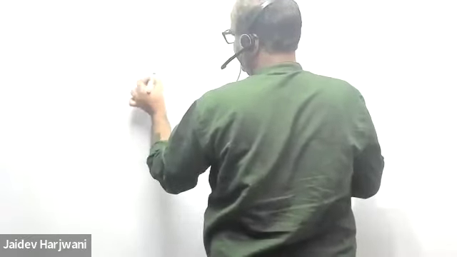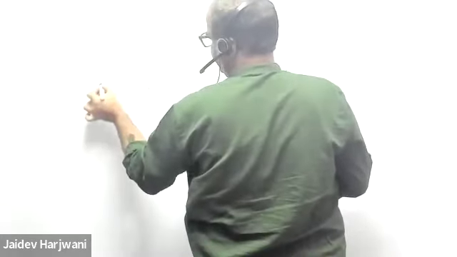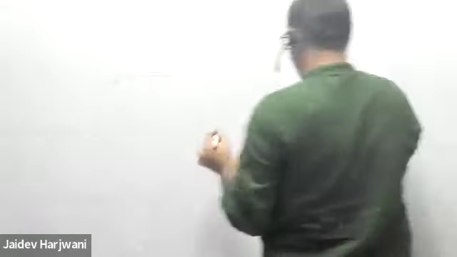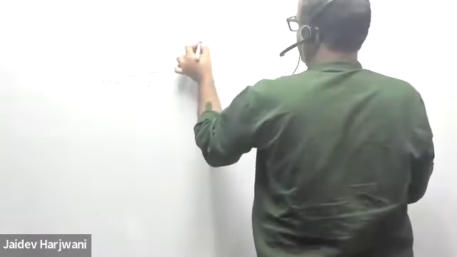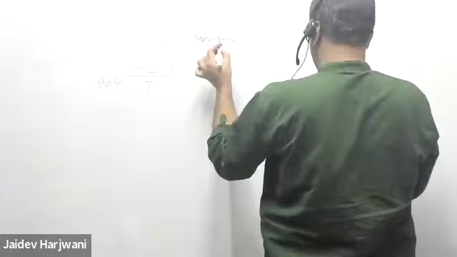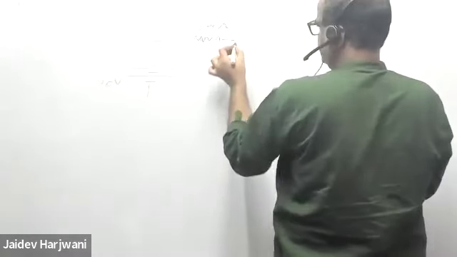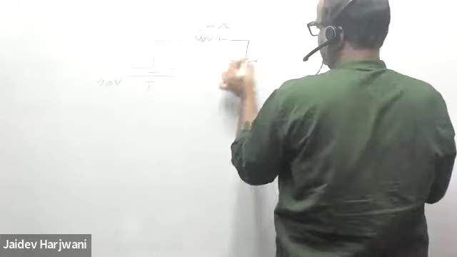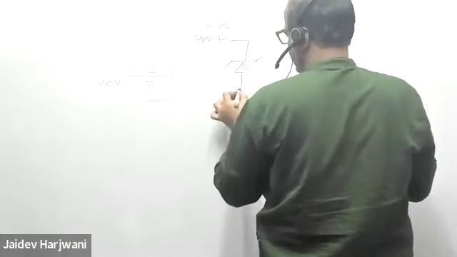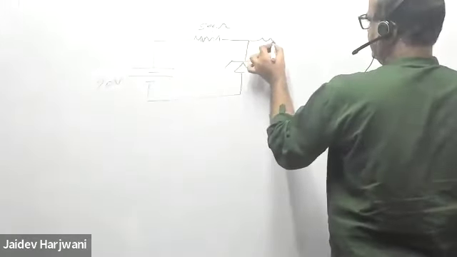So you have a battery of 20 volts. Okay. Then you have this 500 ohm, and then you have a Zener diode here. Okay, the board is a bit wet, so it may be light.